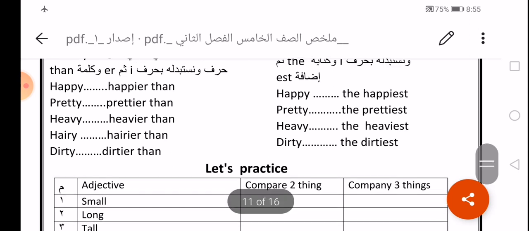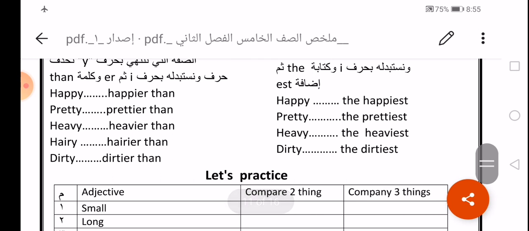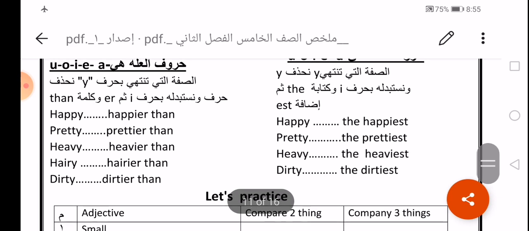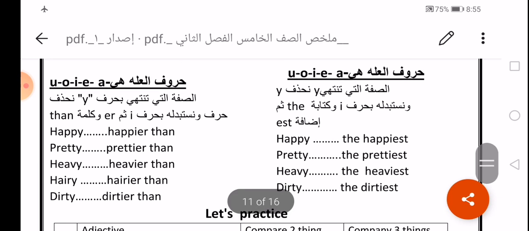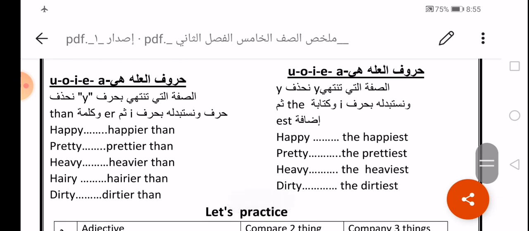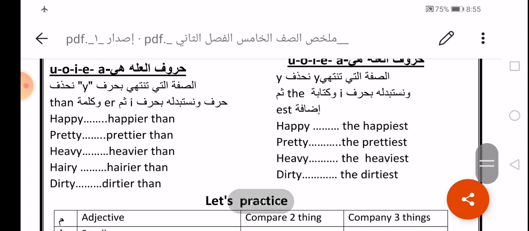But if it is three things, which we call superlative, in this case we are going to add IEST. Ahmed is happy. Ibrahim is happier than Ahmed. Ali is the happiest one. Muna is pretty. Fatima is prettier than Muna. Aliya is the prettiest.